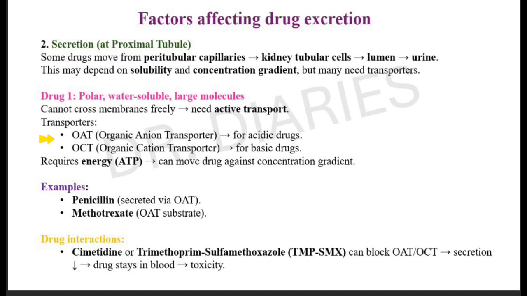Transporters: OAT, organic anion transporter, for acidic drugs; OCT, organic cation transporter, for basic drugs. This requires energy, ATP, and can move drug against the concentration gradient. Examples: penicillin, secreted via OAT. Methotrexate, an OAT substrate. Drug interactions: cimetidine or trimethoprim-sulfamethoxazole, TMP-SMX, can block OAT and OCT, which leads to reduced secretion. The drug stays in the blood for long and causes toxicity.